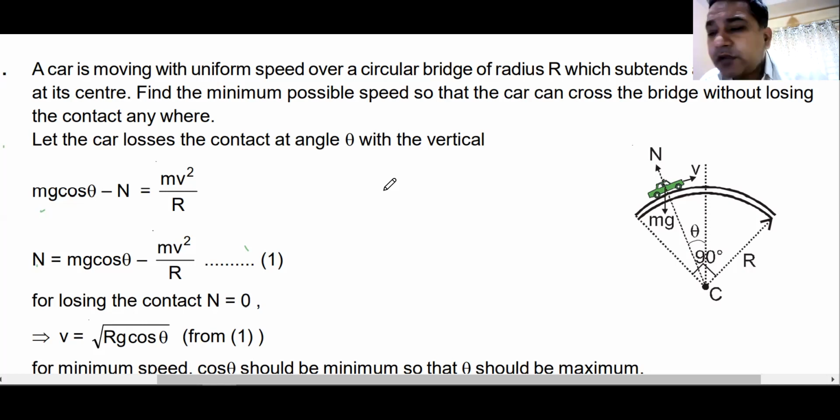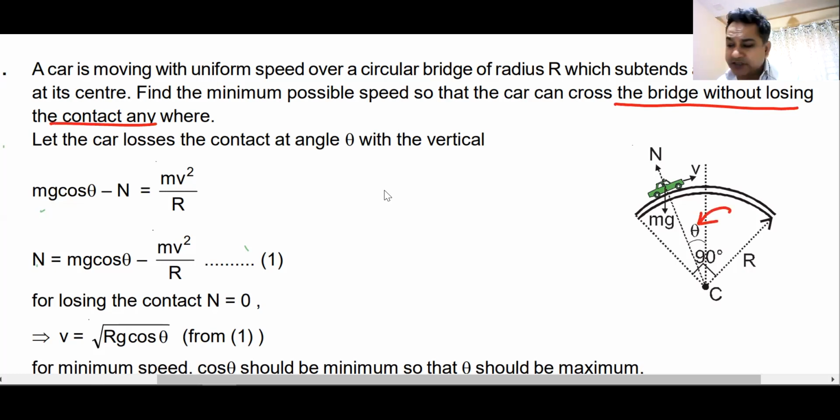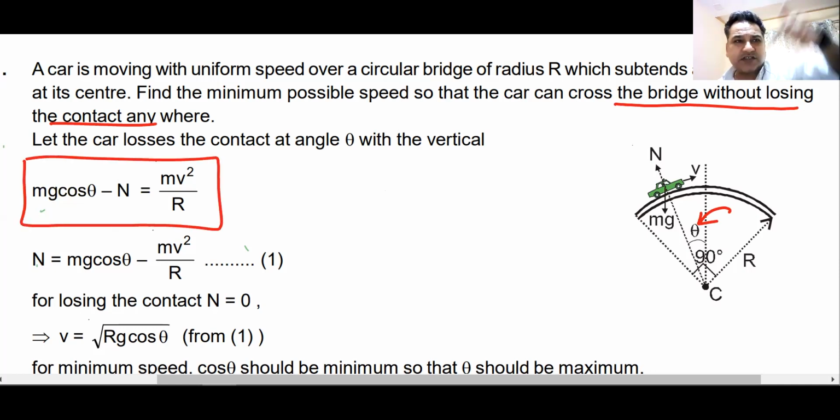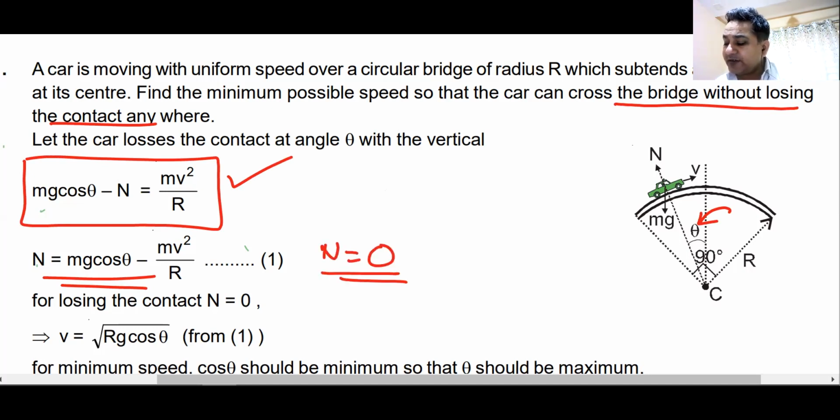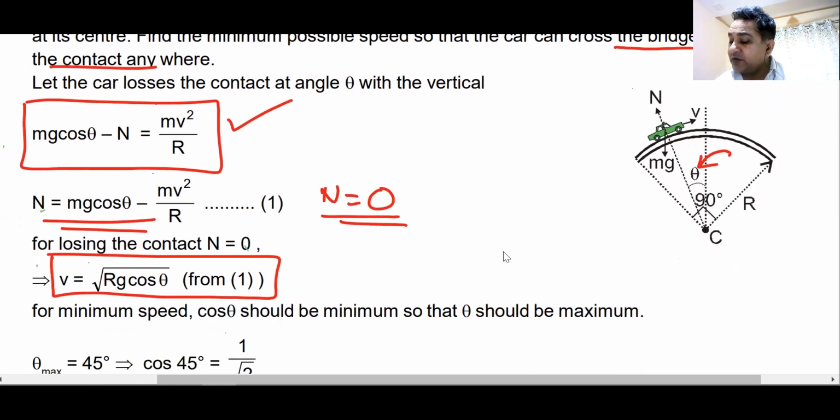Okay. So how to do this? Minimum speed so that the car can cross the bridge without losing contact. So they are assuming that it loses contact at this angle theta. So they have made the equation along the center: mg cos theta minus normal reaction N is equal to mv square by r. So your N becomes this one. If it has to lose contact, then N becomes 0. So put the value of N as 0. So v becomes root over g r cos theta. For minimum speed, the value of cos theta should be minimum.